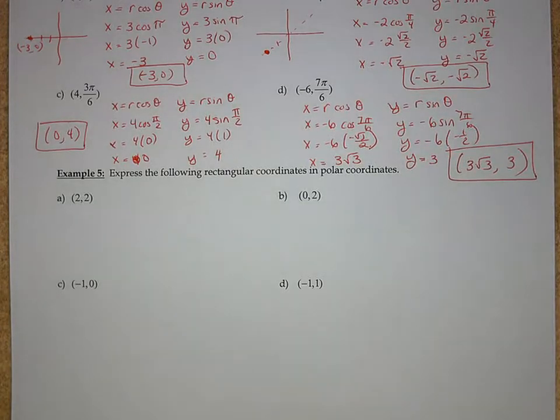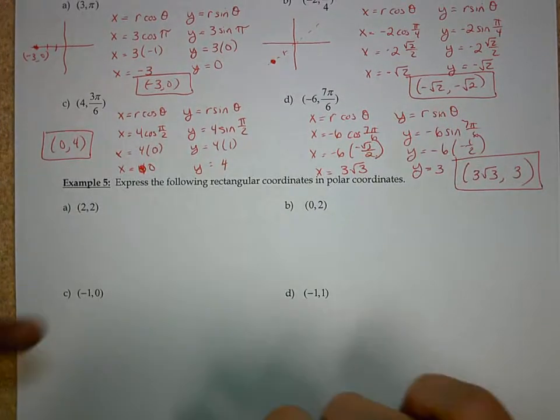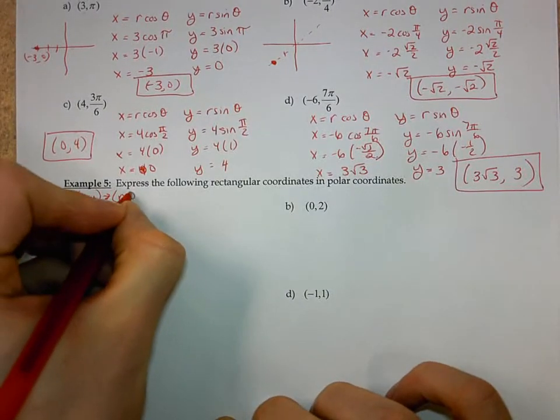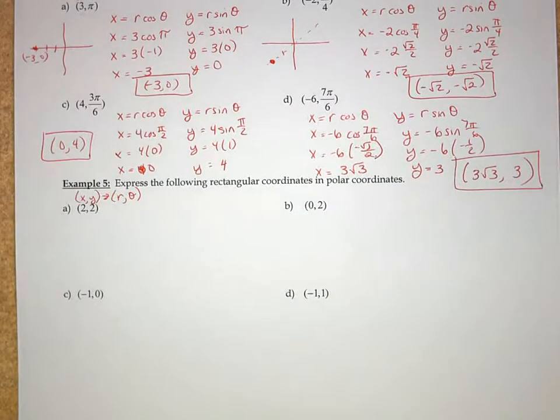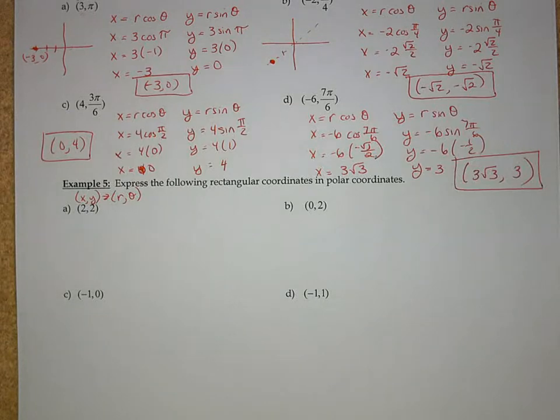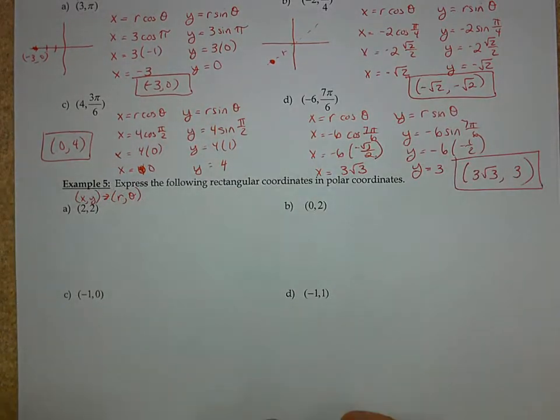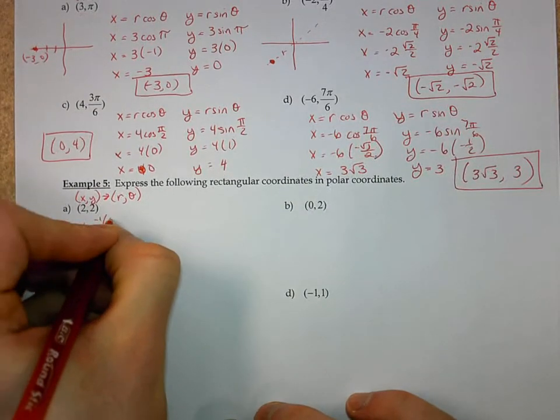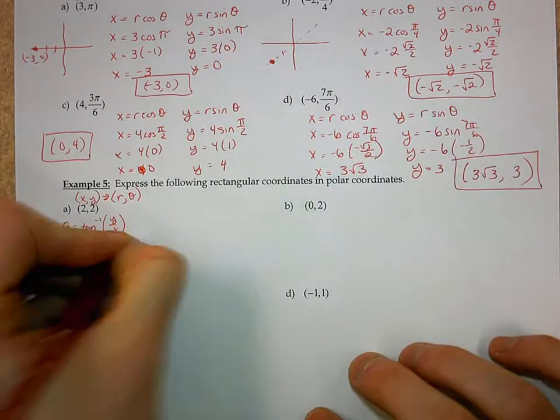The second skill on page 128 is going in the opposite direction. So now I'm giving you rectangular coordinates and I want polar. So I'm starting out with the xy value and I want r theta. So I'm going to use my second set of relationships. My theta is equal to the tangent inverse of y over x, and r squared equals x squared plus y squared. So in my first example right here, theta is equal to the tangent inverse of y over x.